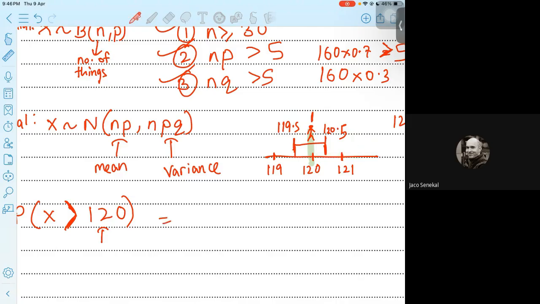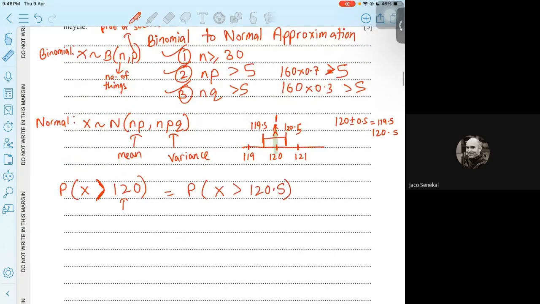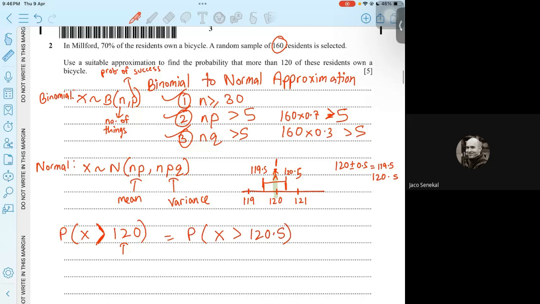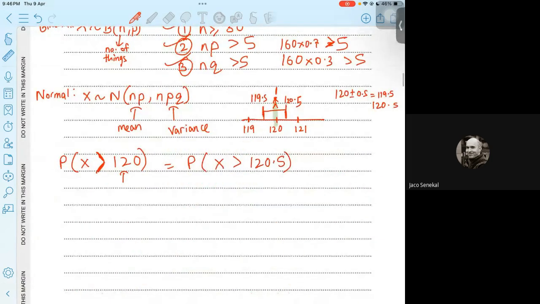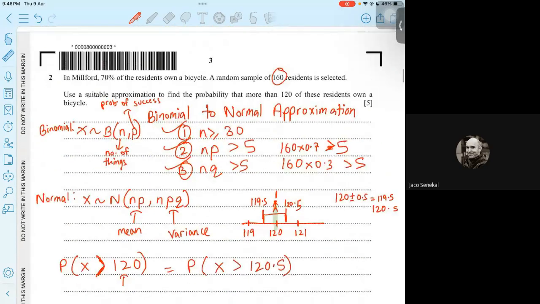Okay, so this is the probability of X is greater than 120.5. This is the approximation that we used, right? Then we have to use the formula for Z. Do we have the formula in MS-19? Let me just show you. Even if you don't, I'll just write it for you. I don't think we have it.